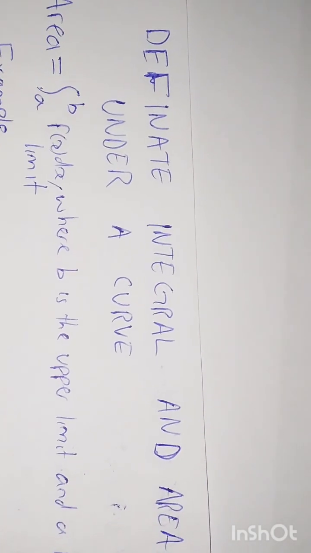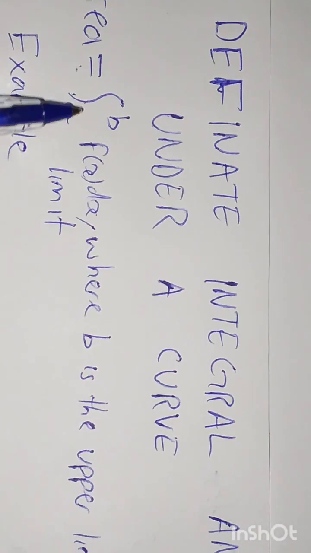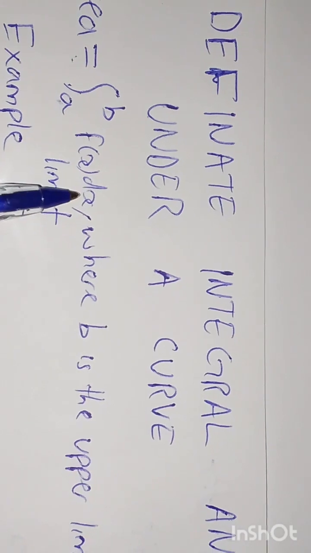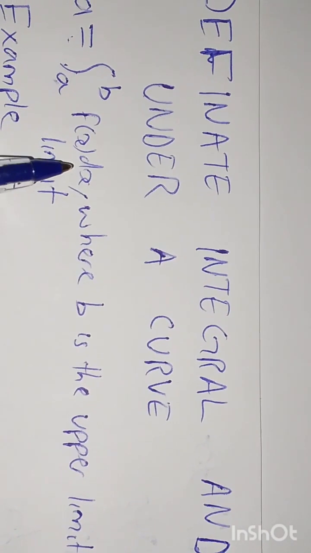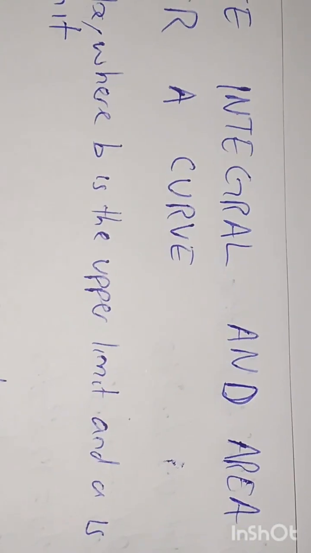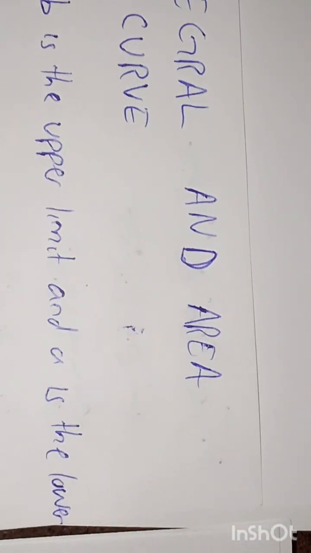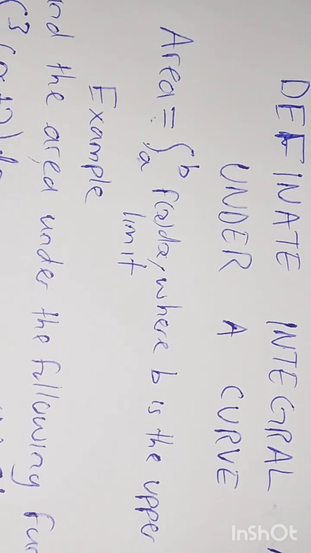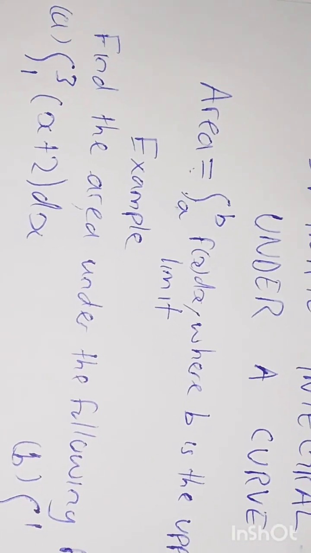This is the formula that we use: area is equal to the integral from a to b of f of x dx. f of x is the function you have been given, which you are supposed to integrate, where b is the upper limit and a is the lower limit. Let's dive into some examples for you to fully understand how we go about with the area. So this is definite integral.